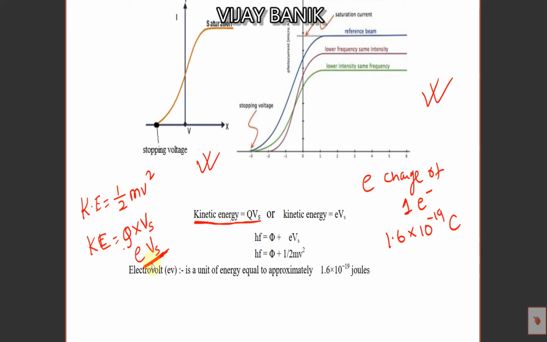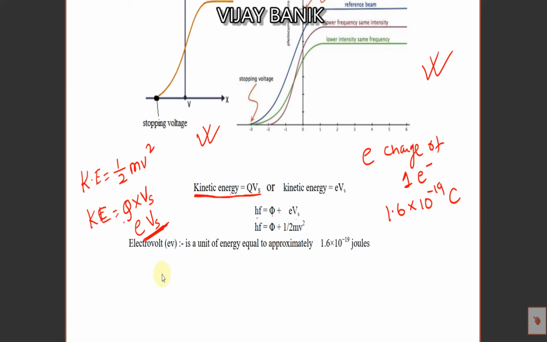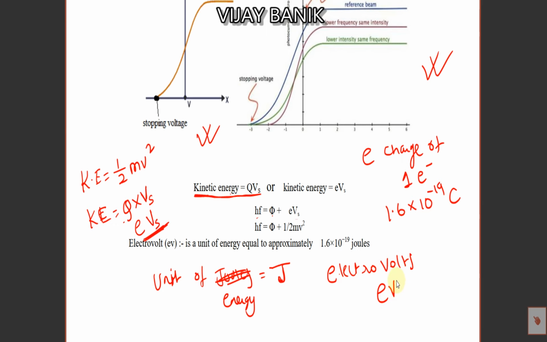Okay, and there is something else as well. It is not as easy as this. Remember, we have to now learn a new unit. You should know that the unit of energy is joules, right? Now we have to learn a new unit of energy, that is electrovolts. In short, we can write it eV.